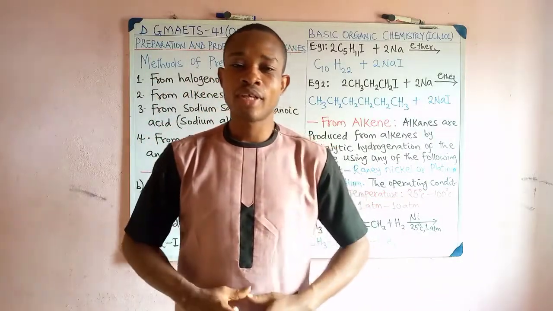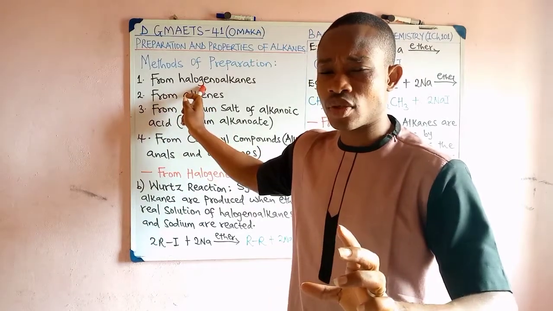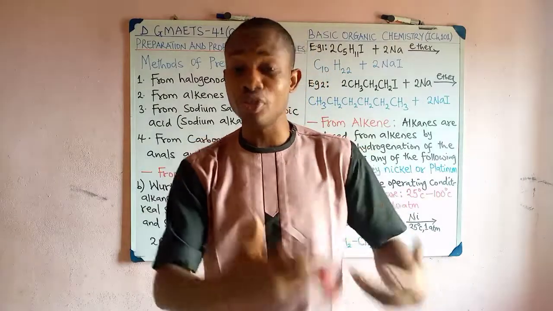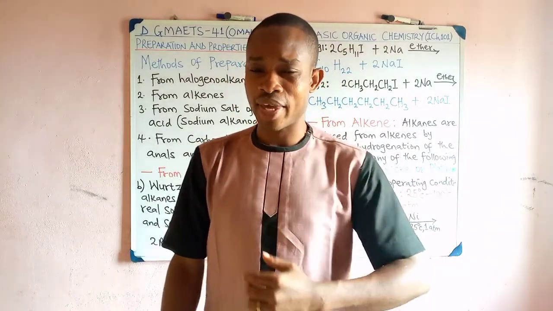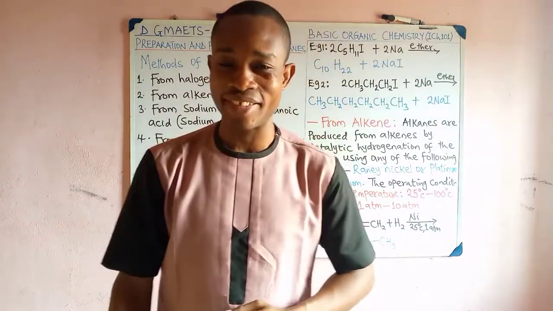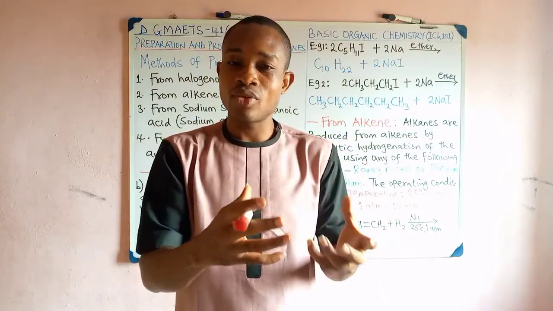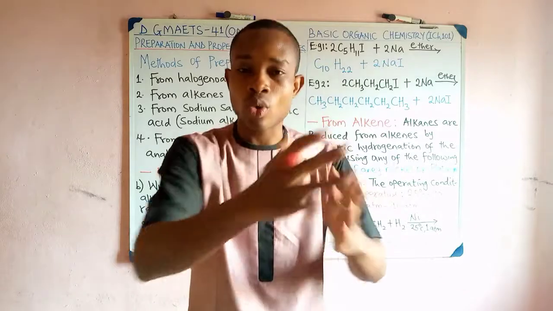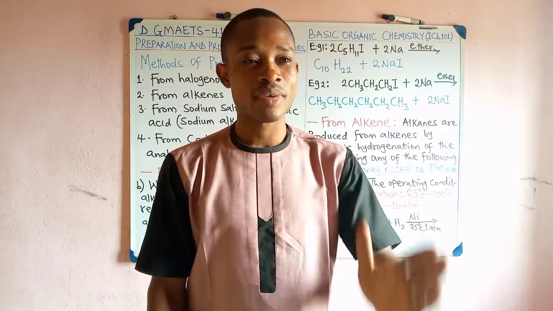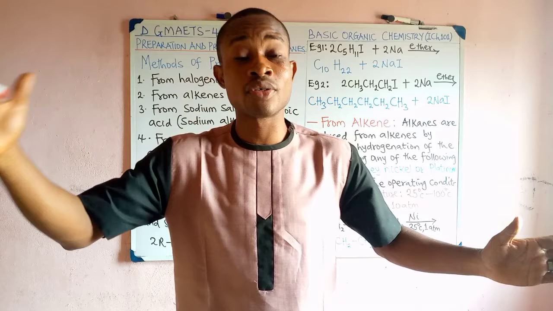In this video, let us now look at how we can prepare alkanes from halogenalkanes. But this time around, the alkanes we're going to prepare or produce are symmetrical alkanes. Now let me ask you a question. What are symmetrical alkanes? Just like the word symmetrical, what it means is simply having equal division. So symmetrical alkanes are alkanes that can be divided into two equal parts. The number of carbons on the left will be equal to the number of carbons on the right.